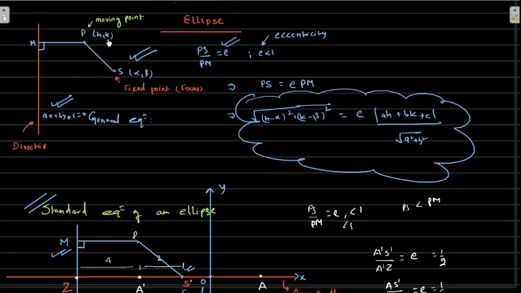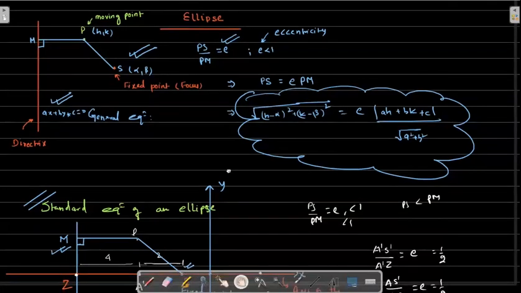How do you find the equation of this ellipse? We take this point as h comma k and we write the geometrical condition PS equals e times PM, and then we solve, and then we replace h comma k with x and y. We get the equation of the ellipse. So we need 3 things in order to get the equation of the ellipse: the equation of the directrix, the coordinates of the focus, and the eccentricity. If we know these 3 things, definitely we can find the equation of the ellipse.